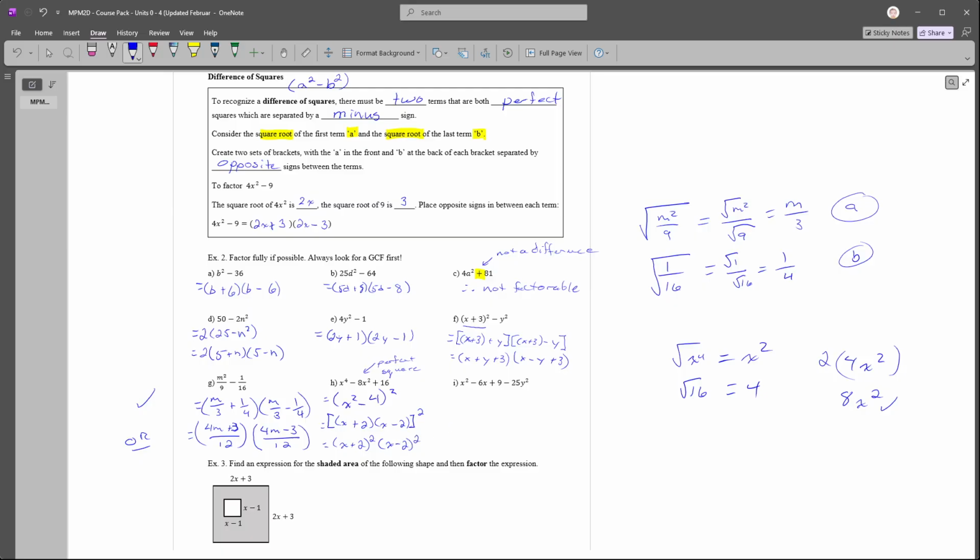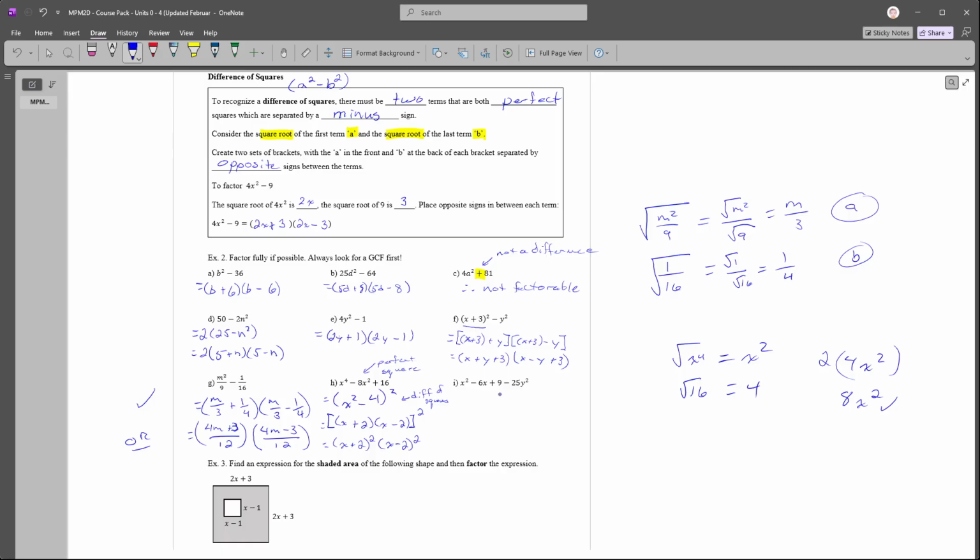Holy smokes, that is quite the factor job. We had to recognize the fact that we had both a perfect square and a difference of squares. Almost missed it myself on that one. Okay, let's look at this last one. Oh, what do we got here? We don't really have much to work with.